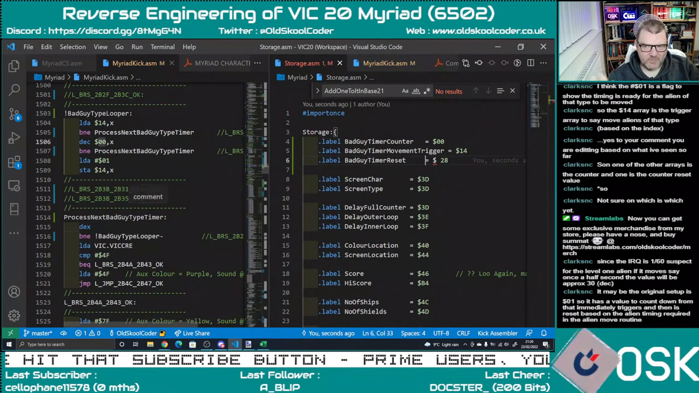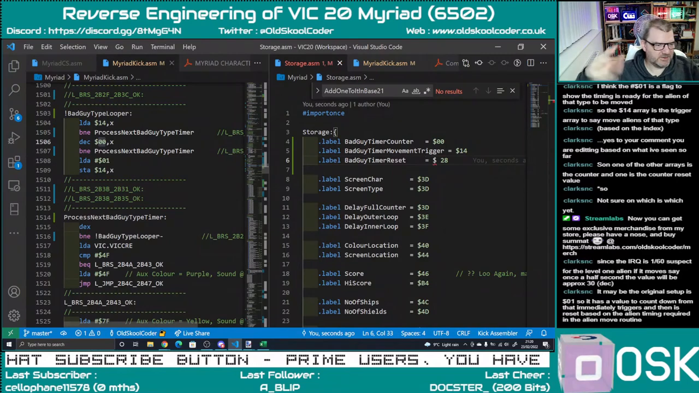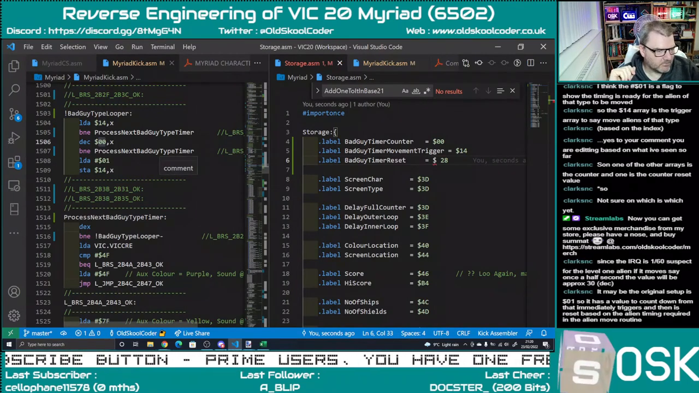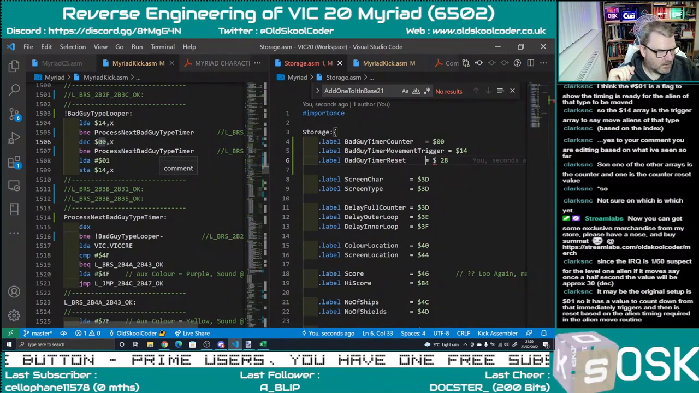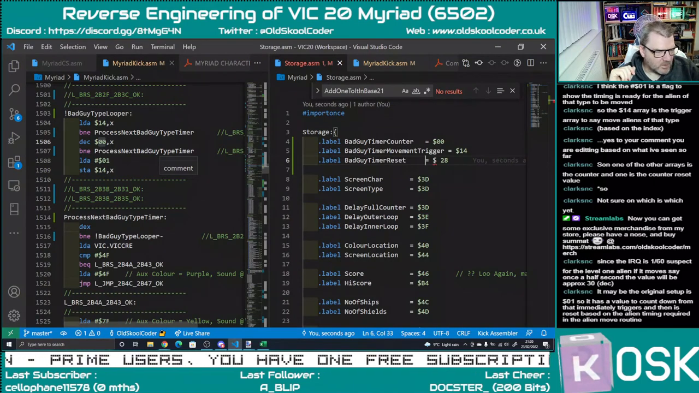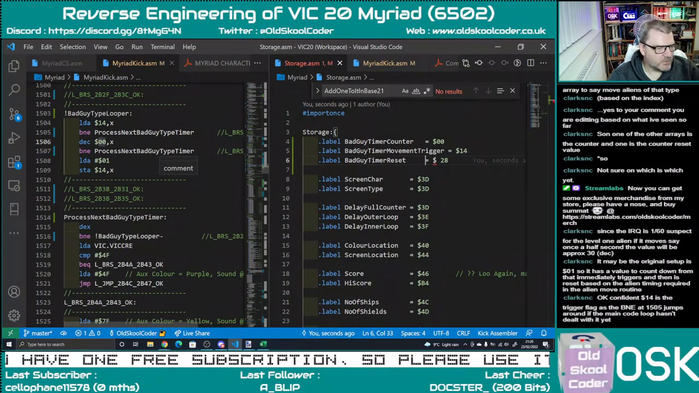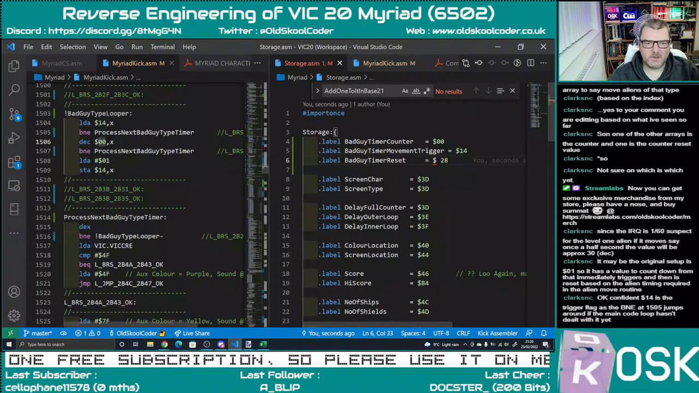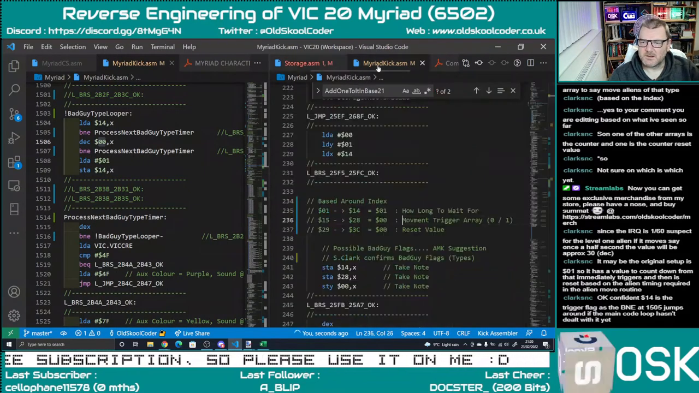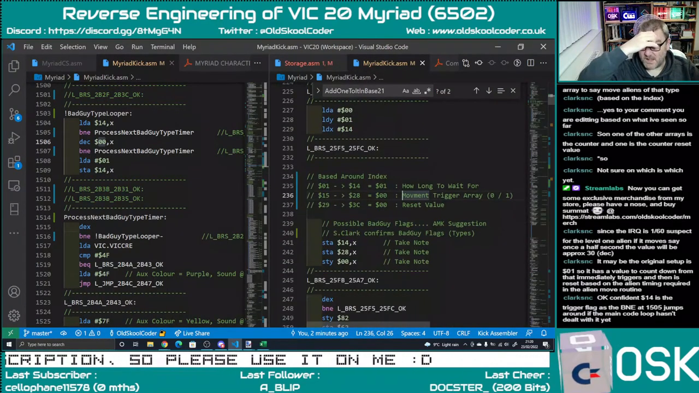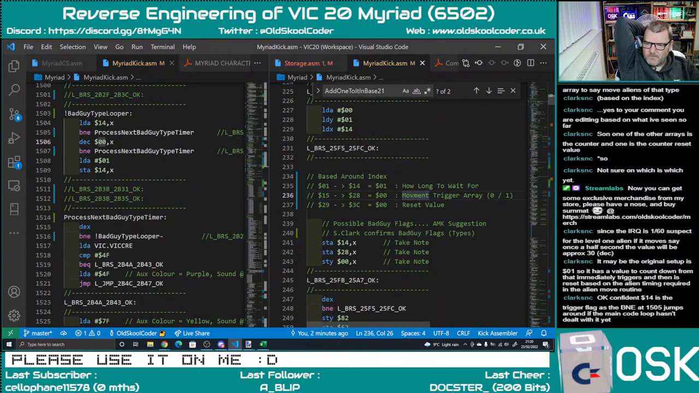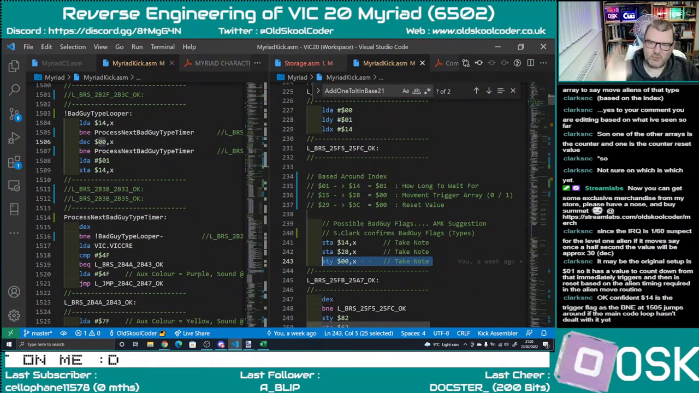Now I'm not gonna set them just in case the original setup is 1, so it has a value to count down from to immediately trigger them and then reset them. Okay. So you're saying that we're setting the timer to 1, so it triggers it.